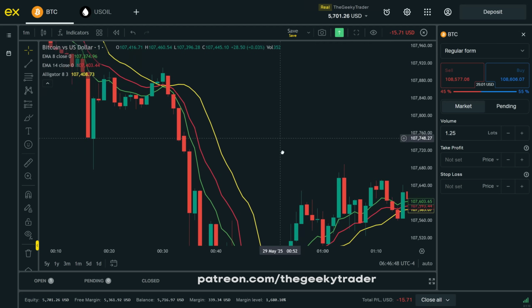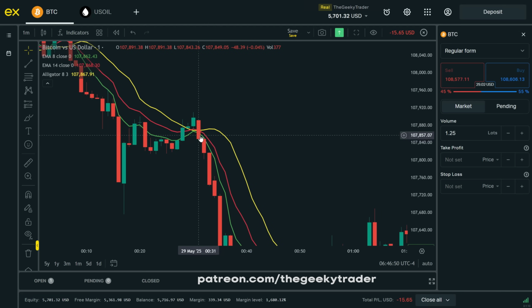All right, here's one more promising trade opportunity that just popped up on the chart. This time it's a bearish movement. Check out how the red line, which is our 14 EMA, has crossed above the green line, the 8 EMA.